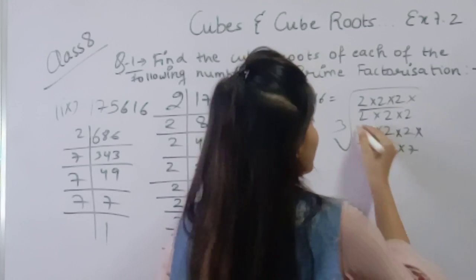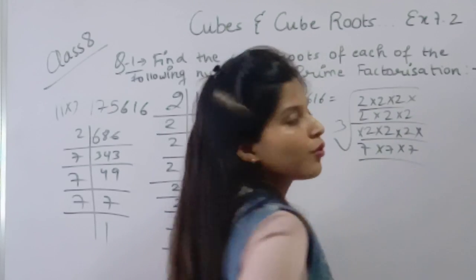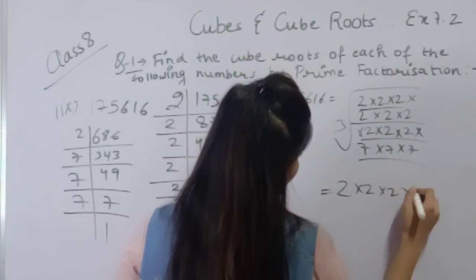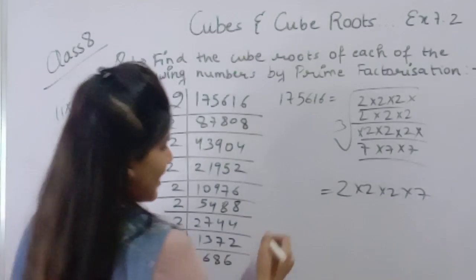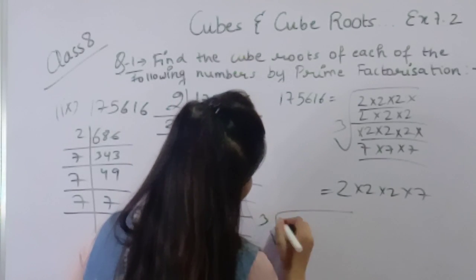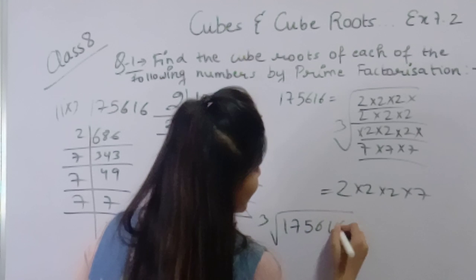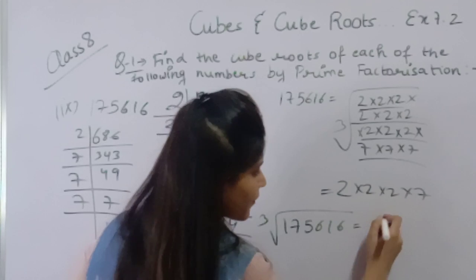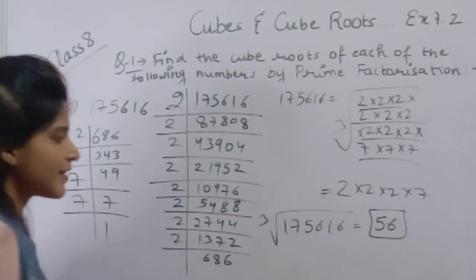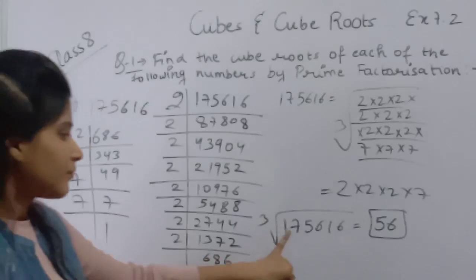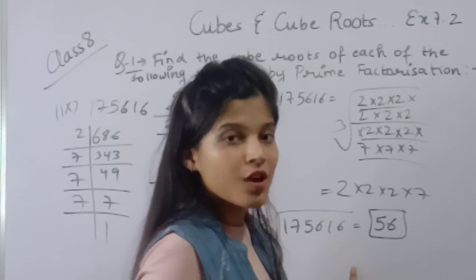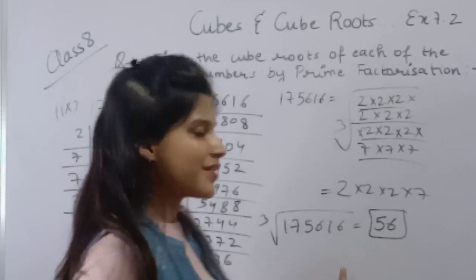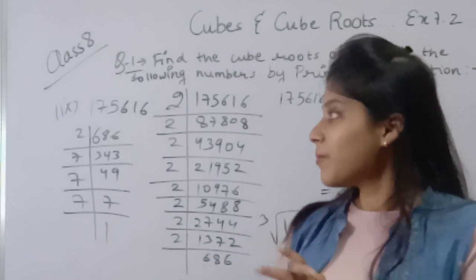First group of three 2s, second group of three 2s, third group of three 2s, and fourth group of three 7s. So the numbers we got from these groups are 2 into 2 into 7. So the cube root of 175616 is nothing but 2 2s are 4, 4 7s are 28. So 56 is the cube root of 175616, or we can say the cube of 56 is 175616. Alright, this was part number 9.